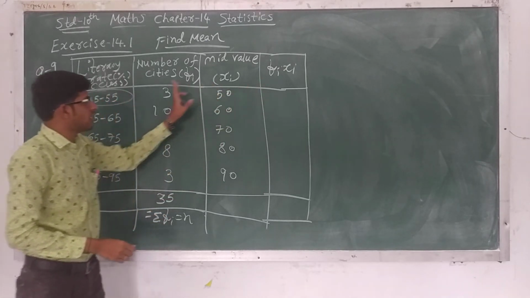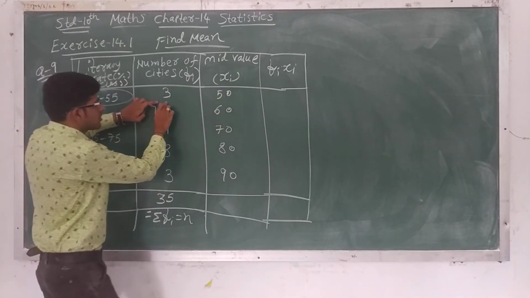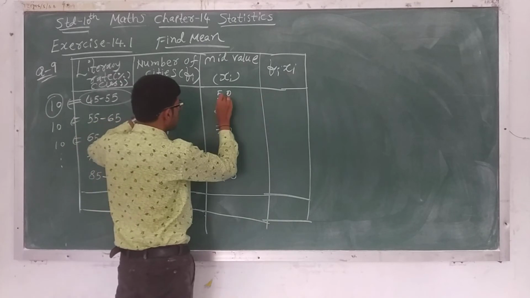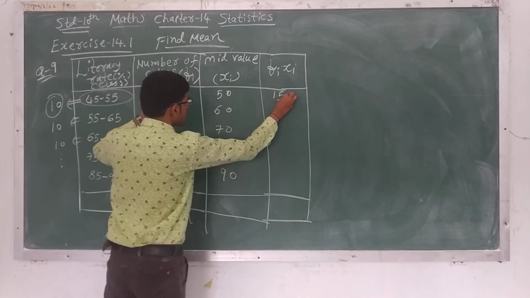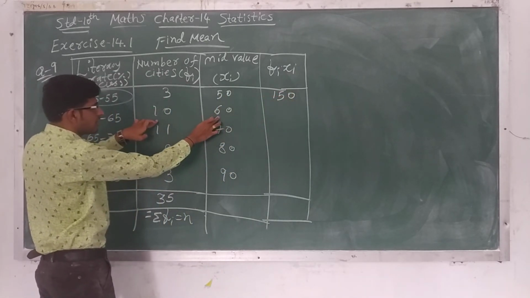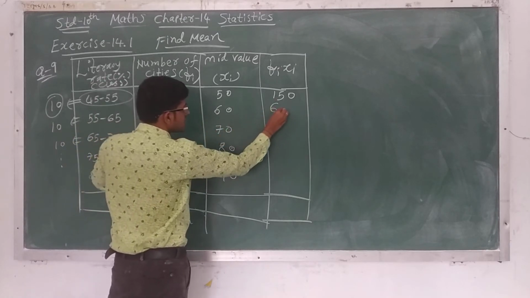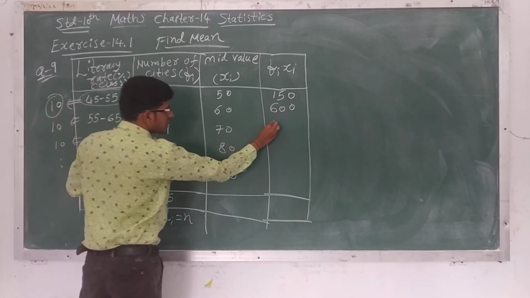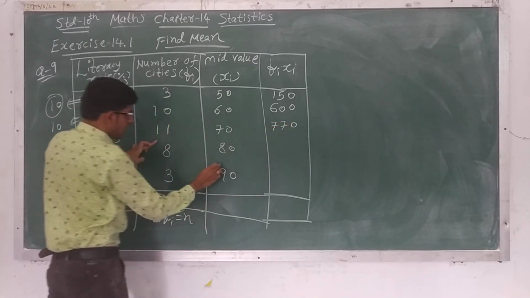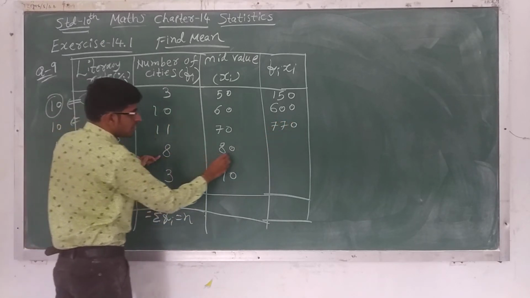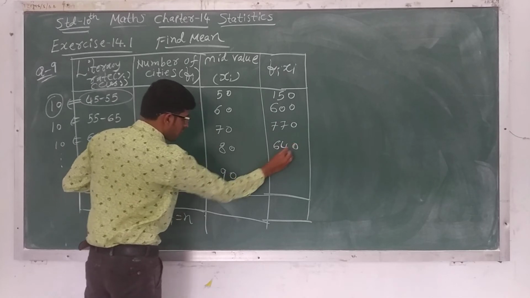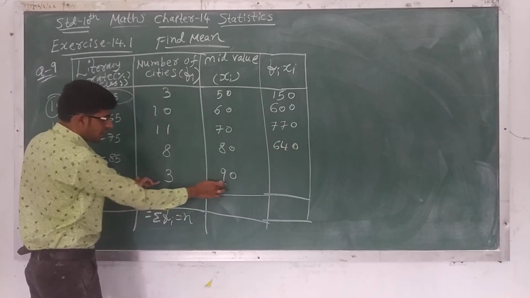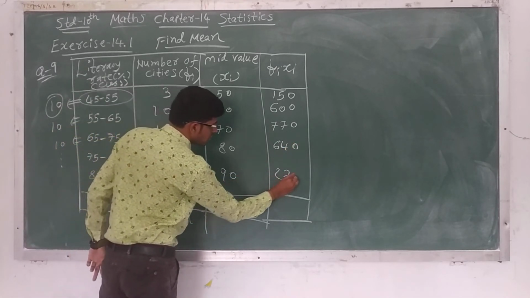So for Fi into xi, we simply multiply 3 into 50. So 3 fives are 15, so 150. Next, 60 into 10, so 6 ones are 6, 600. Next, 70 into 11, so 11 sevens are 77, so 770. Next, 80 into 8, so 8 eights are 64, 640. 9 threes are 27, so 270.